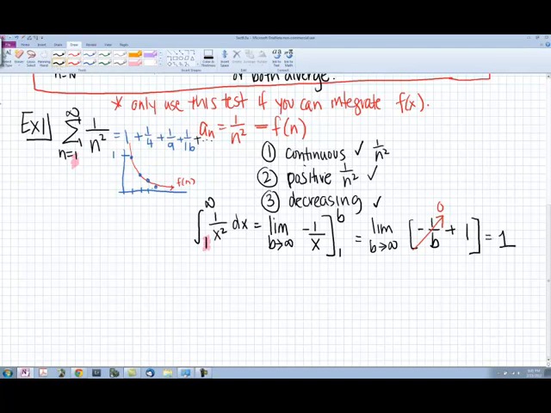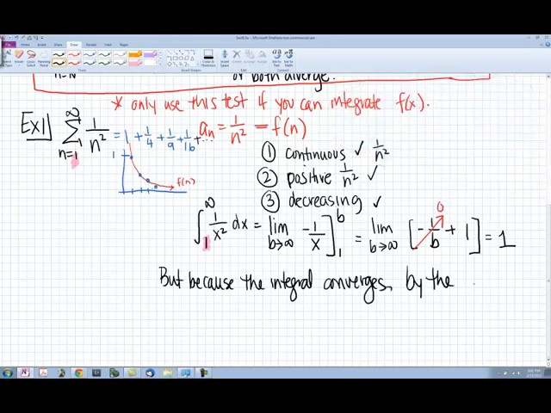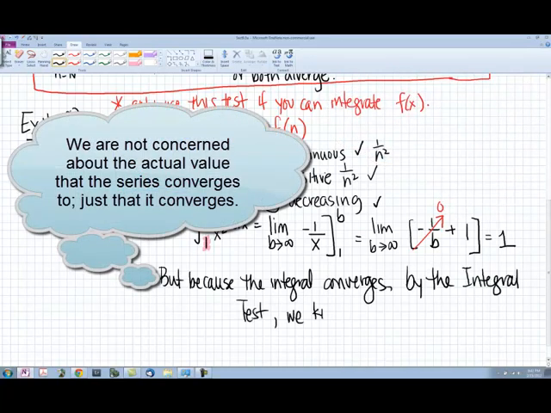Now, does that mean the sum of the series equals 1? No. It means that the area under the curve of that function equals 1 because the integral converges. By the integral test, we know that our series converges also.